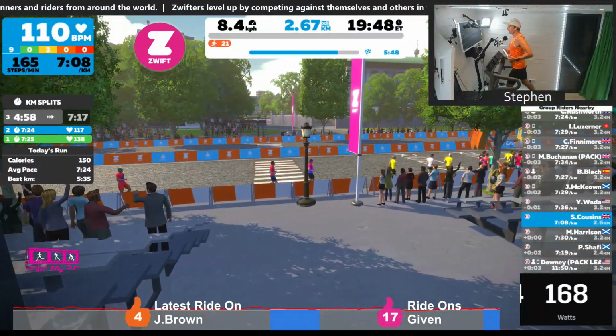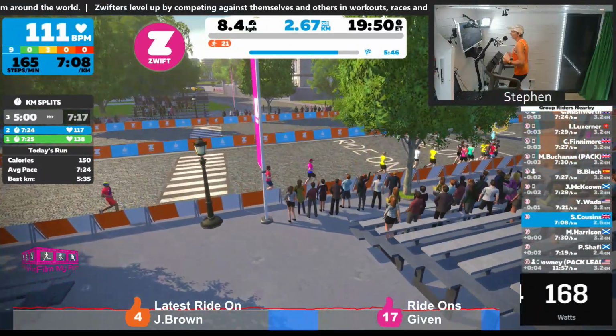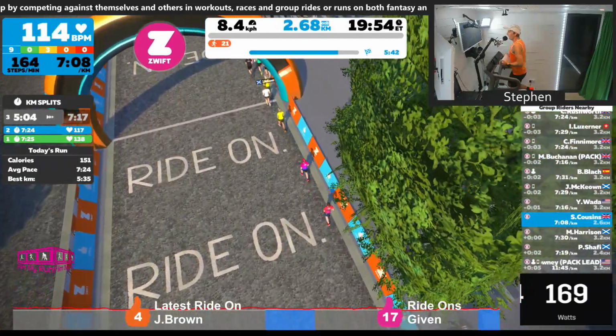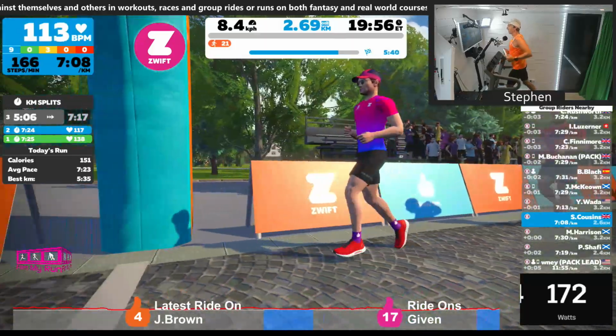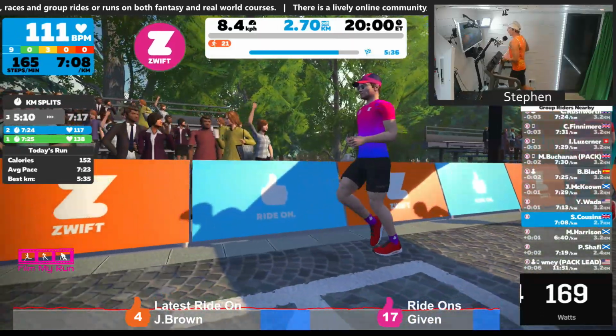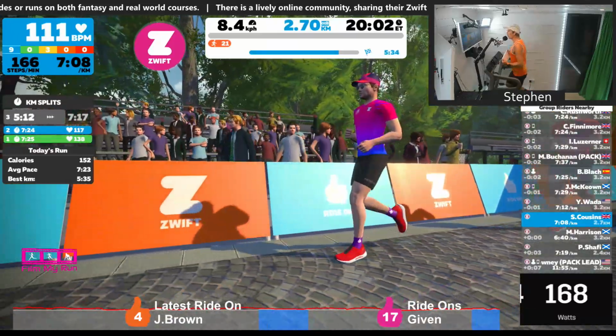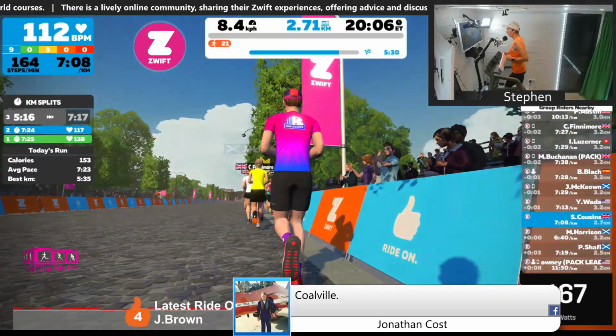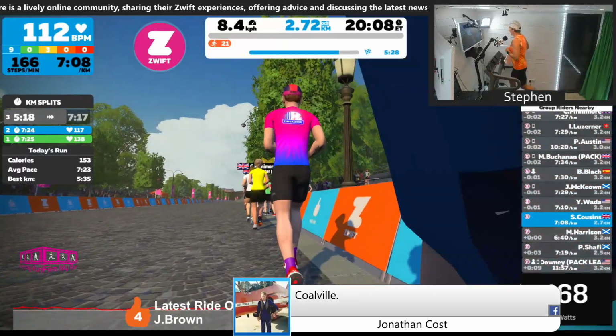Nice low heart rate, 110 BPM. As some of you will know, I am practicing with long, slow runs with low heart rate. I did one this morning, trying to keep my heart rate low, or trying to keep the watts on my Stryd foot pod low.